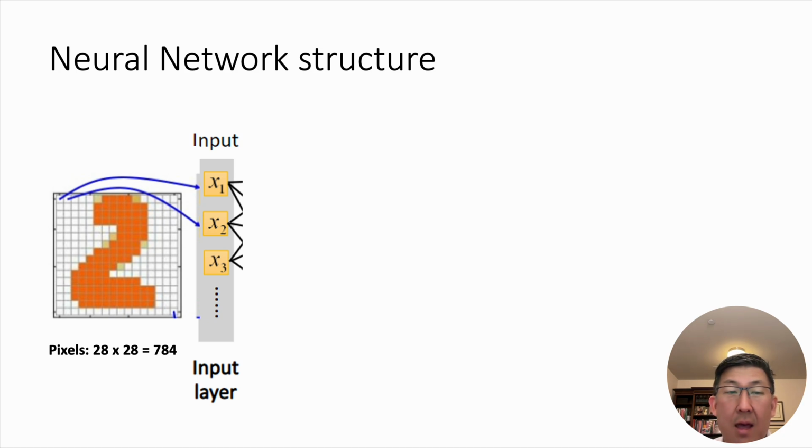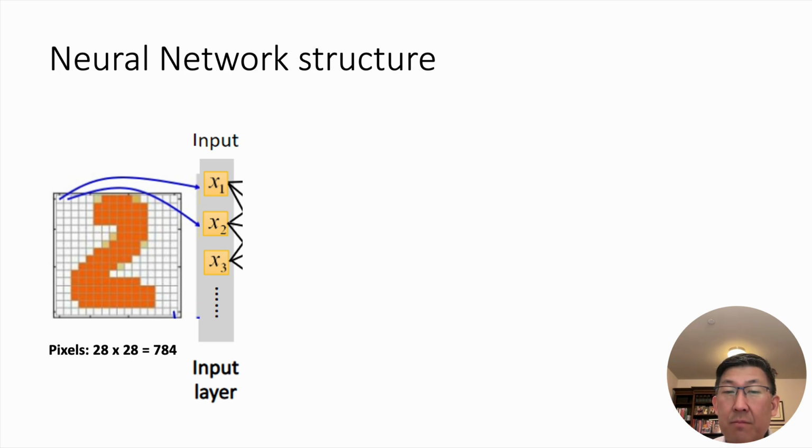gray or black. And each value goes from 0 to 255. There are 28 rows and 28 columns, so 28 by 28 is 784. So this basically becomes a 784 dimensional vector of numerical values. A lot of it is 0, and there are numbers in there. So that is your input layer.